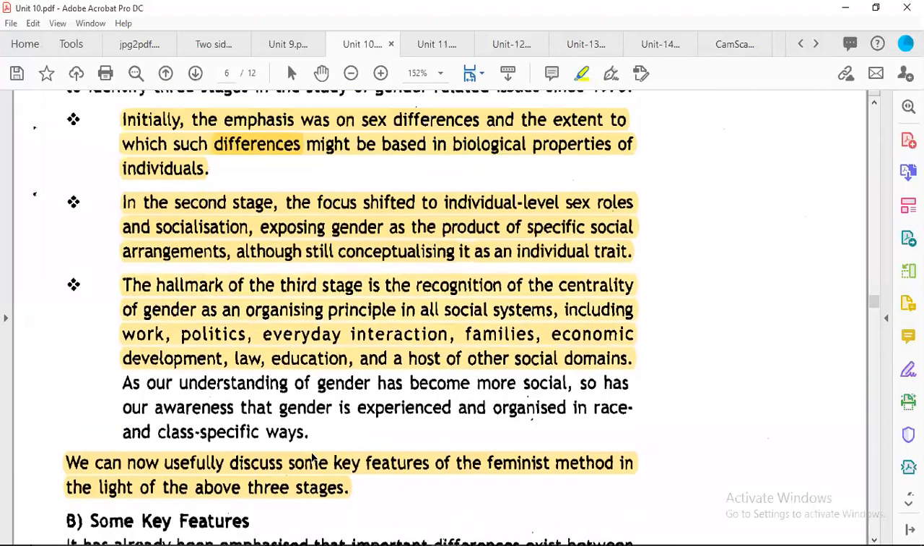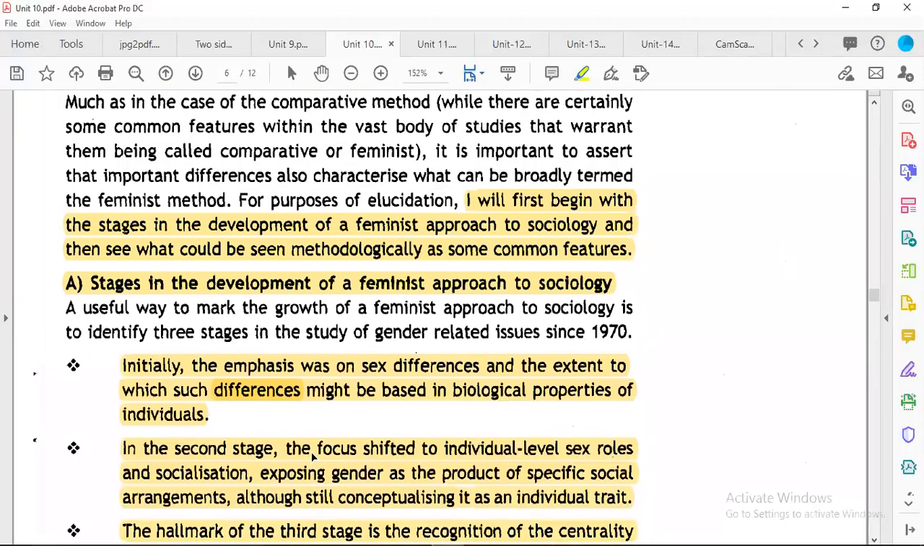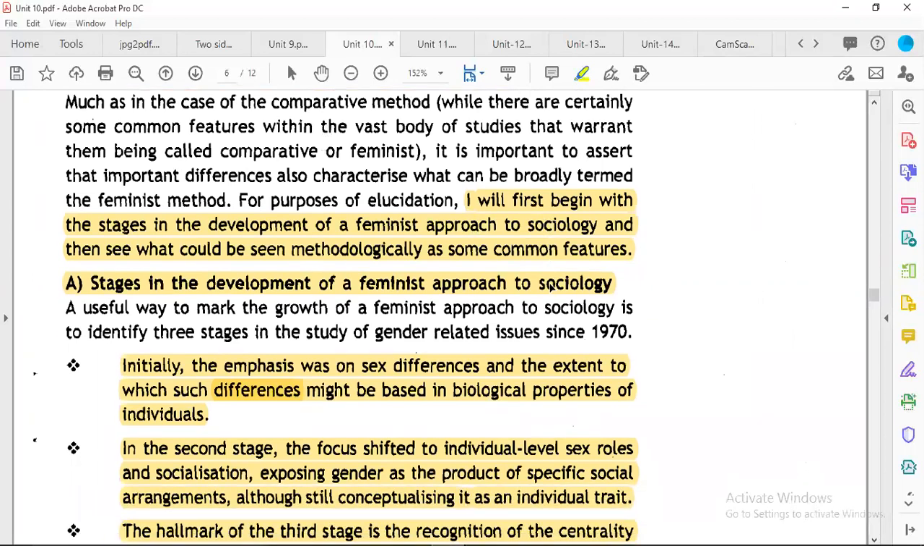Now we already got the 3 stages of feminist method. Now we will start from the beginning with the features of the feminist method. Only the underlined or highlighted portions we will read, and we will leave the other portions which are not marked or highlighted.